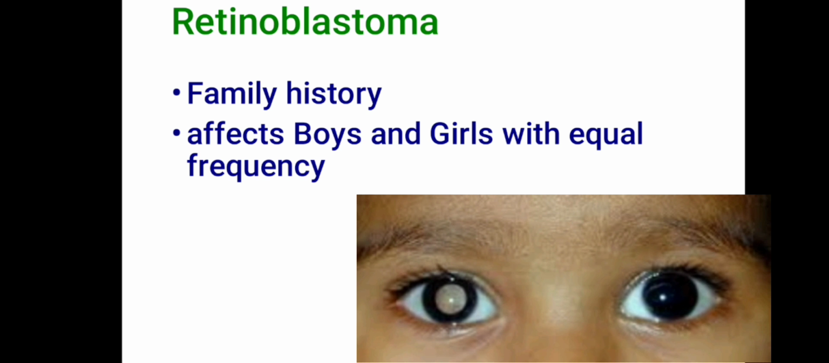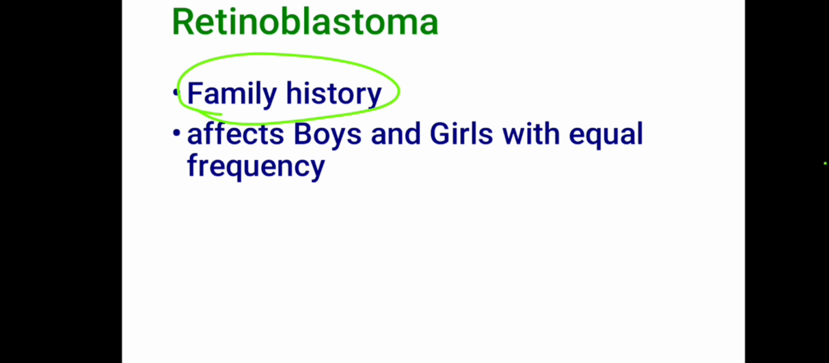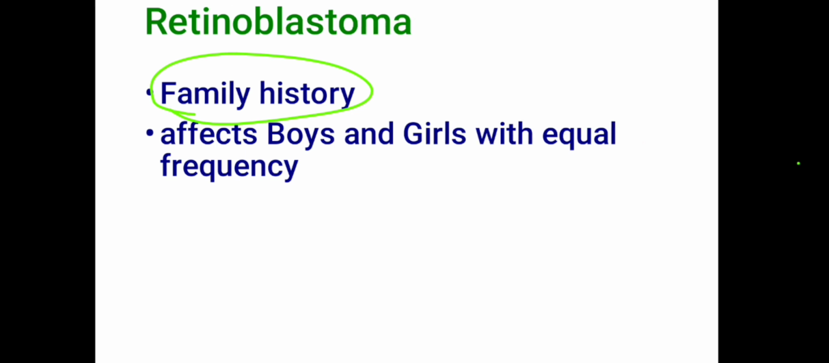If it is a sporadic case, the age of presentation may be 1 to 3 years. So here the catch point is you should ask for the family history. Most of the time it can be positive family history, or in the case scenarios they will mention it as a family history of similar complaint in the siblings or the family members. Then you should think of the retinoblastoma, and it affects both boys and girls with equal frequency. That is the hint in retinoblastoma.